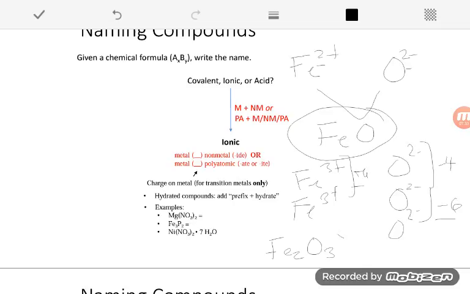So we can see iron would pair up with oxygen differently depending on whether it's a 2+ charge or a 3+ charge. So we need to tell what the charge is on those transition metals so someone else can figure out, well, am I dealing with 2+ iron or am I dealing with 3+ iron? Again, it's only for transition metals because the main group metals in columns 1 and 2 always form the same charges, so we don't have to worry about those.